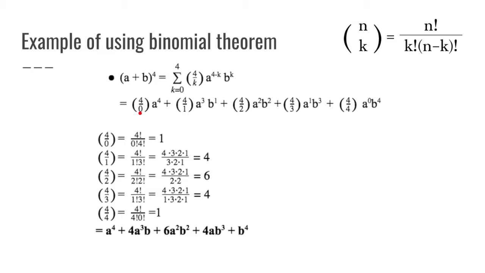So if k equals 0, then a to the power of 4 minus k is simply a to the power of 4 minus 0, which is a to the power of 4. And b to the power of k is just b to the power of 0, or 1. So there's no b here because it's just equivalent to 1, and 1 times a to the power of 4 is a to the power of 4. So you go on doing the same thing, taking into account a to the power of 4 minus k and b to the power of k, until you have reached the k value that matches your n value.